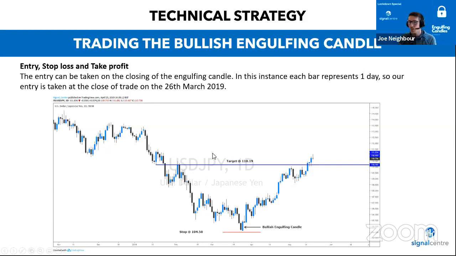Now, as we can see here, I've actually got the risk reward written down here. The ticks target was 479 from the close on that bar, with a 110 tick stop down to 104.50. So the risk reward profile on that is actually 4.35 to 1. And as you can see, in this instance, trading the engulfing candle in isolation worked out to be quite a nice trade indeed, with a 4.35 R winner.